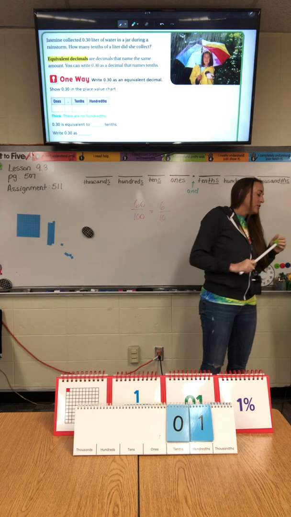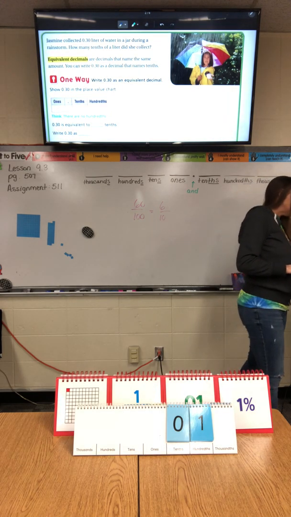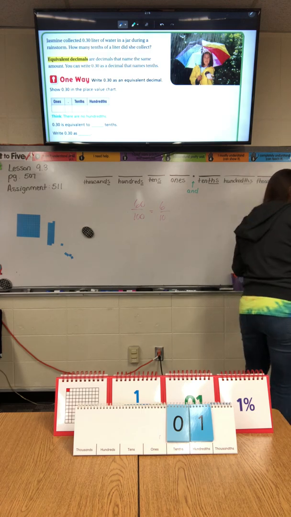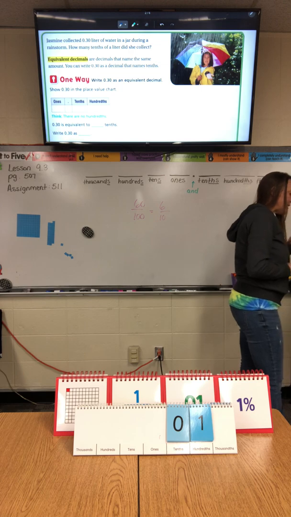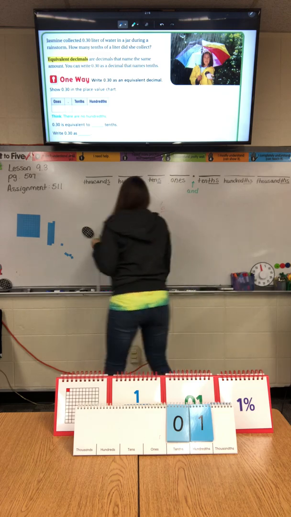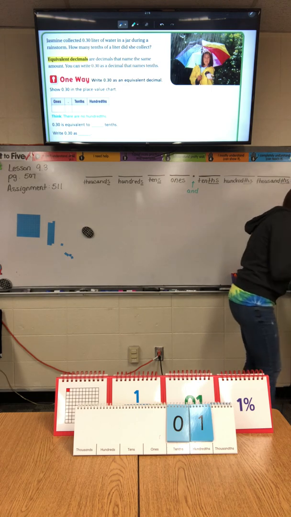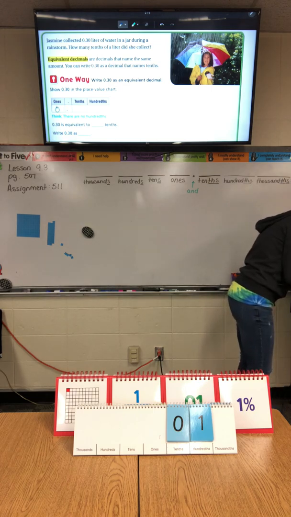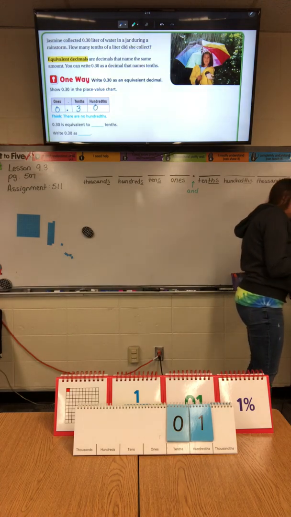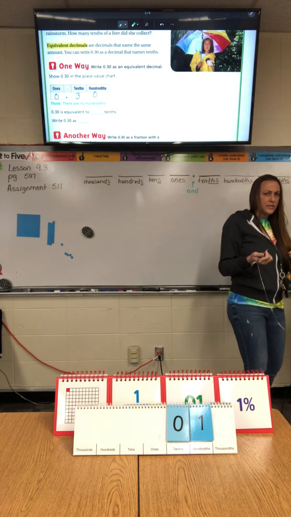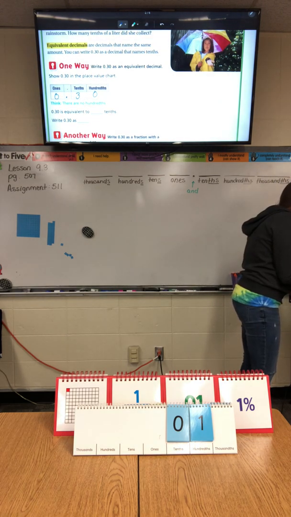Jasmine collected 30 hundredths liter of water in a jar during a rainstorm. How many tenths of a liter did she collect? So equivalent decimals are decimals that name the same amount. You can write 30 hundredths as a decimal that names tenths. So let's see here. We start with 30 hundredths. There are really no hundredths there, right? Since it's 0. So 30 hundredths is equivalent to 3/10.